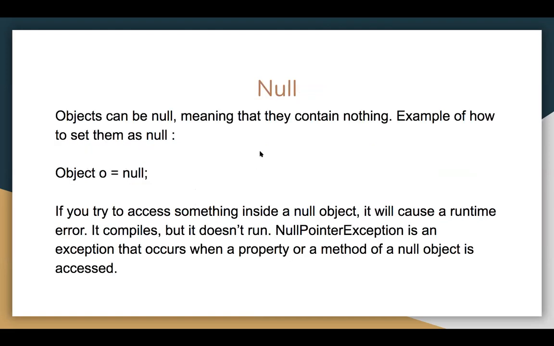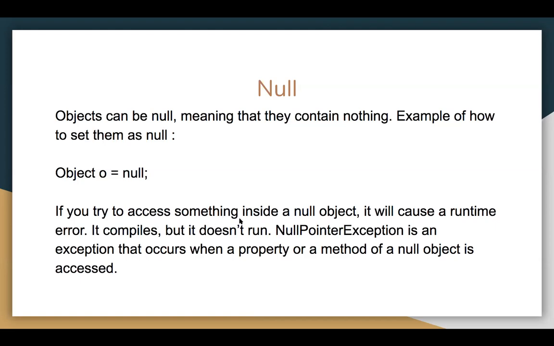Null. Objects can be null, meaning that they contain nothing. Here's an example of how to set them as null, and you can see here that we use the Object class since, as mentioned before, Object is the superclass of all classes, and superclasses we'll go over in the next class. It's also a type of class, so that's why you can use it here as a data type. And so you can say Object o equals null. What this does is make it contain nothing, basically.